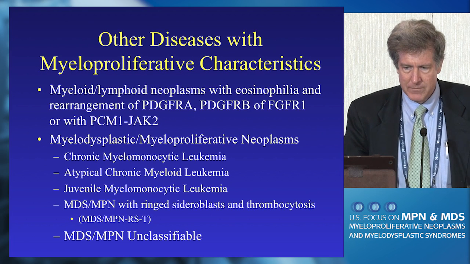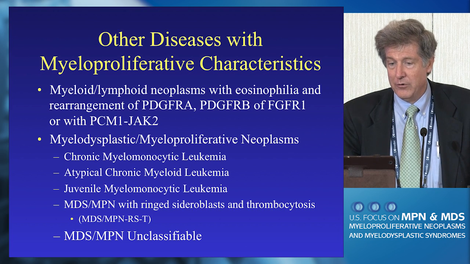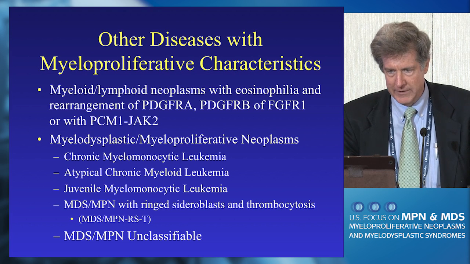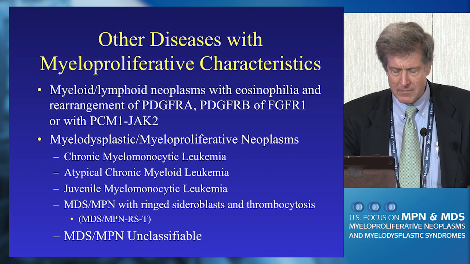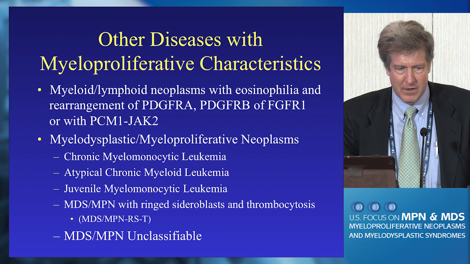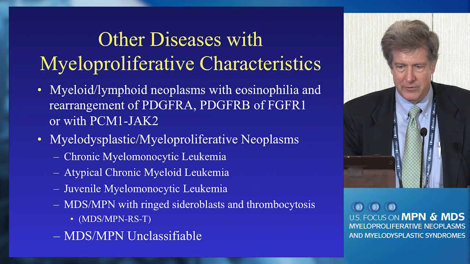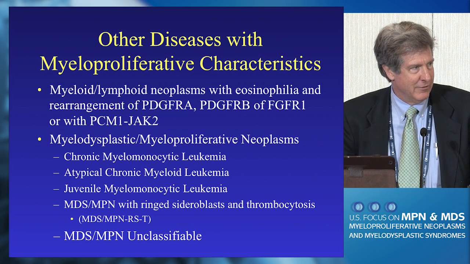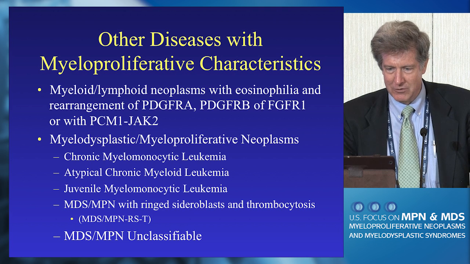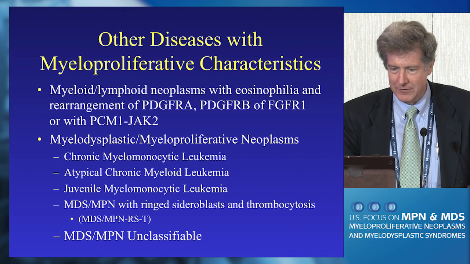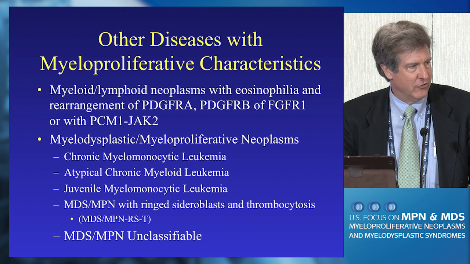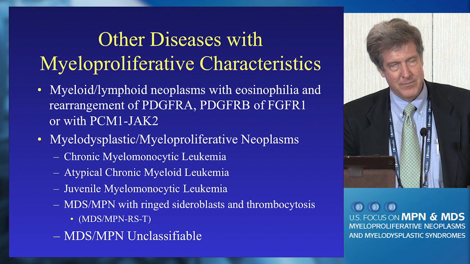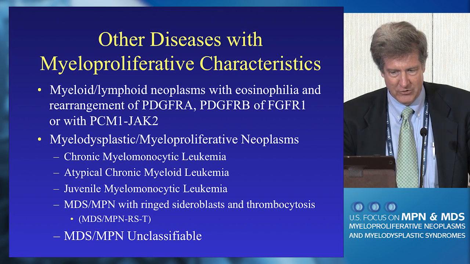Before I discuss them, though, it's probably important to recognize that there are other diseases with myeloproliferative characteristics, and Jason just very eloquently discussed the diseases associated with eosinophilia. There are also the myelodysplastic myeloproliferative neoplasms that are probably the ugly stepchildren of hematologic oncology, including chronic myelomonocytic leukemia and atypical chronic myeloid leukemia, diseases that don't fit as nicely into our disease classification systems.